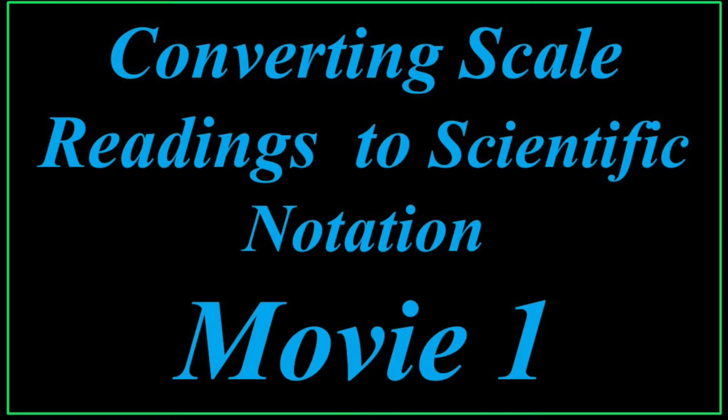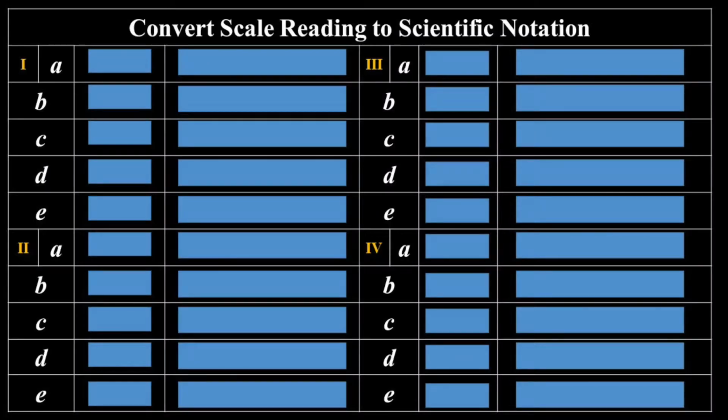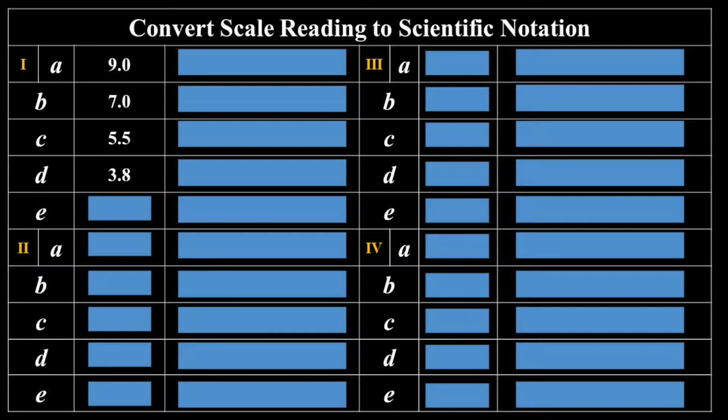Remember, in scientific notation, you only use significant figures. So, for instance, the first one, 9.0, would be 9.0 times 10 to the 0. You'd have to use 10 to the 0 to put it in scientific notation. If you didn't put 10 to the 0, it's not just 9.0. It's 9.0 times 10 to the 0, you need that base 10.